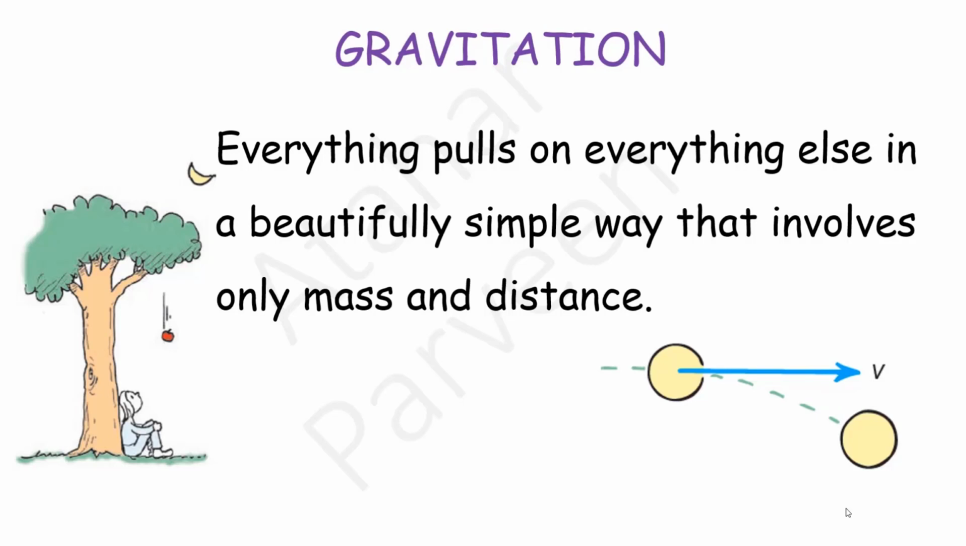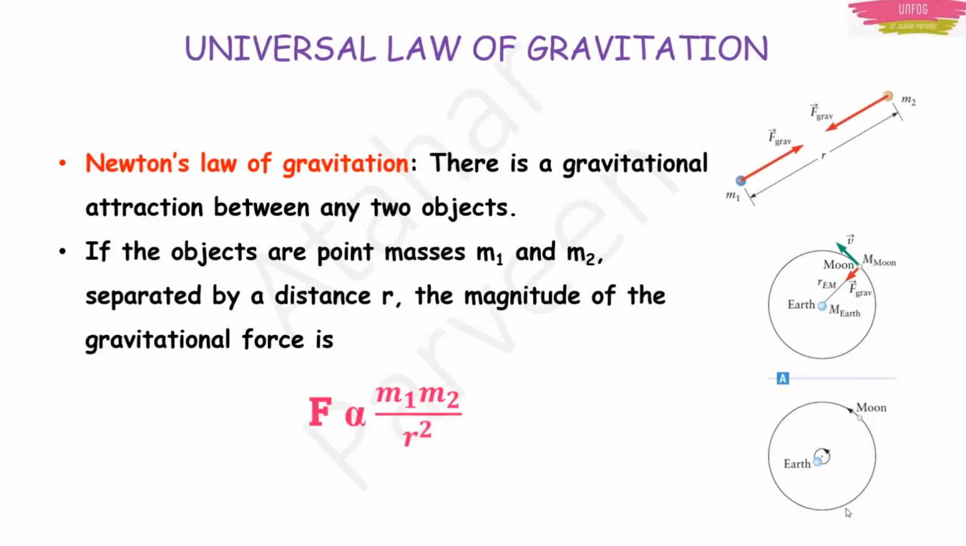So coming to gravitation, gravitation is that which allows everything to pull everything else in a beautifully simple way, and this involves only two physical quantities, that is mass and distance. There is a law known as the universal law of gravitation given by Newton. Commonly it is also known as Newton's law of gravitation.